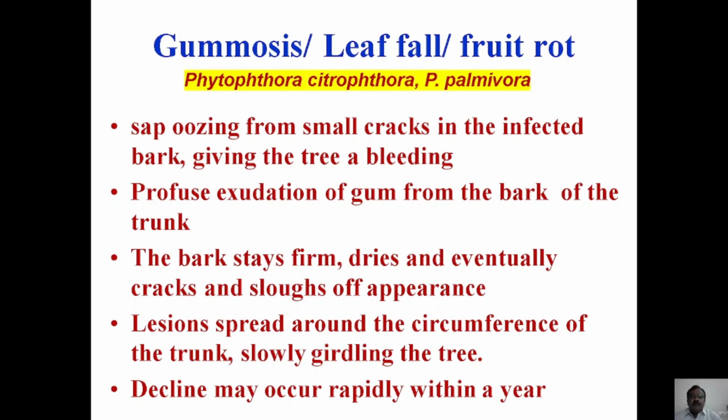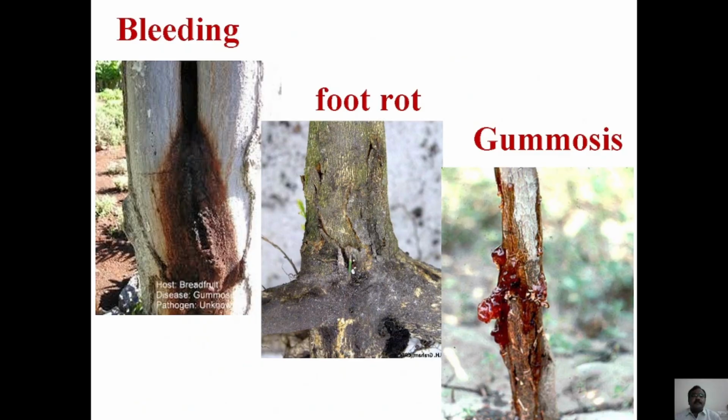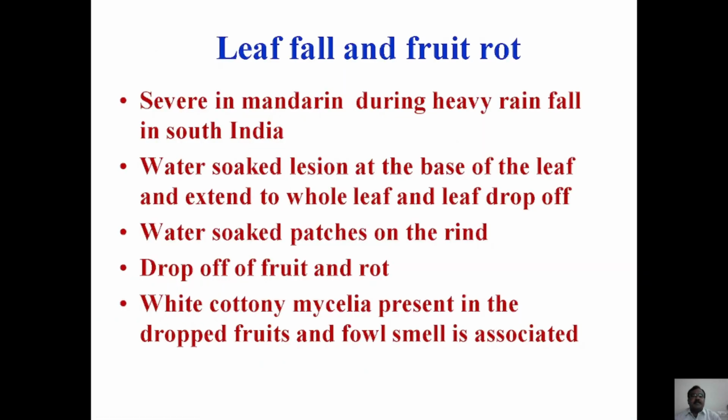The lesions spread around the circumference of the trunk and slowly cause girdling of the tree. The affected tree may decline rapidly within a year after infection. This is the typical bleeding symptom that appears at the base of the affected crop, and this is the foot rot symptom caused by Phytophthora citrophthora or Phytophthora palmivora, with the typical gummosis exudation oozing from the cracks.